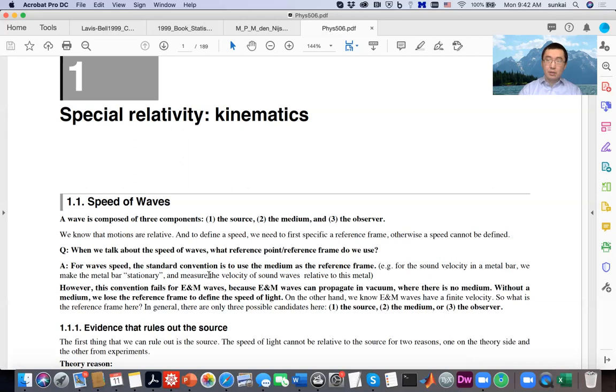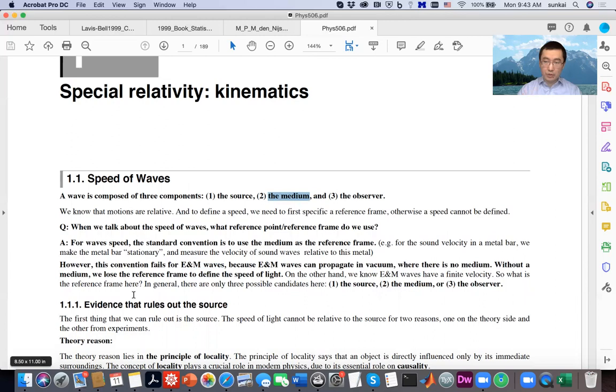But after Maxwell really demonstrated that light is actually E&M waves, here comes the problem. The problem is that E&M waves don't have a medium. They can propagate even in vacuum. So there is no medium. If there is no medium, we can't define the medium as a reference frame. If we can't, what does the speed of light even mean to us? If there is no reference frame, what is this speed of light on Earth? So basically, the first question that we're going to address in this section is: what is the reference frame for the speed of light?